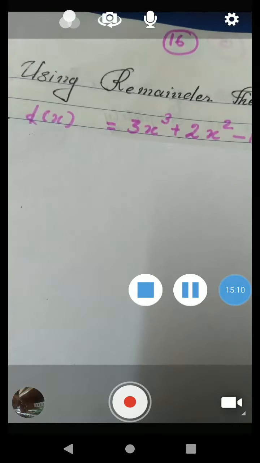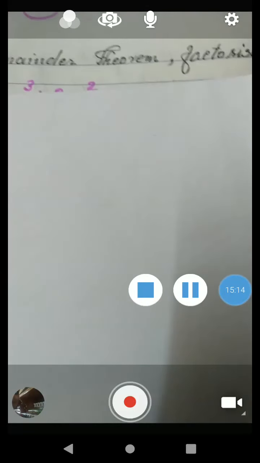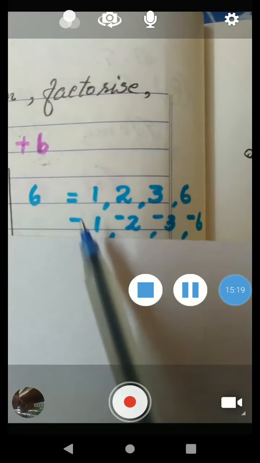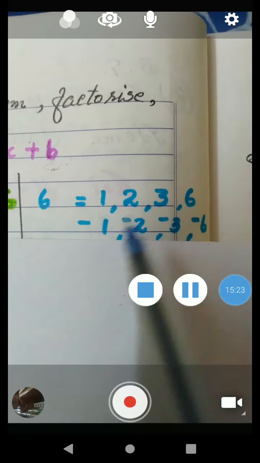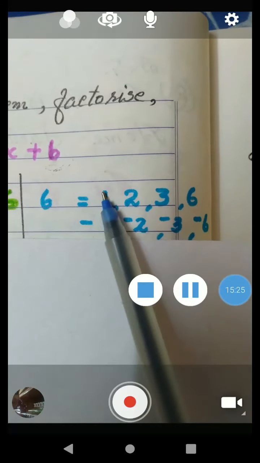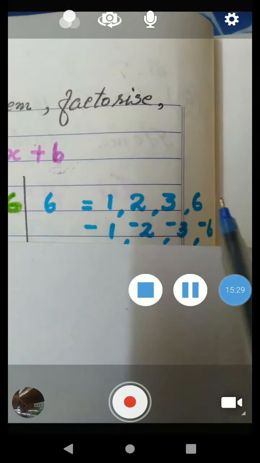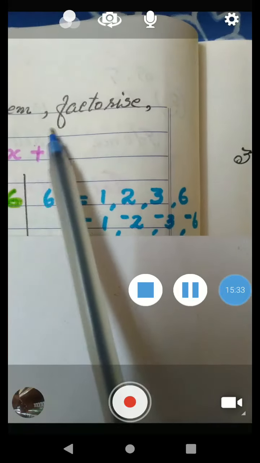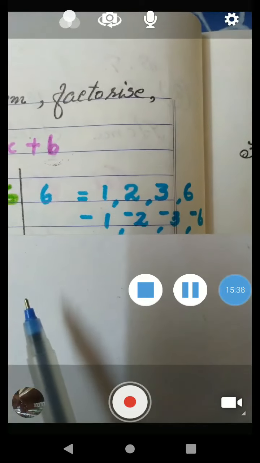You can try the factors of the last constant, that is 6. We know the factors of 6 are 1, 2, 3, 6, and again minus 1, minus 2, minus 3, minus 6. These are the factors of the last constant. Try with these numbers.